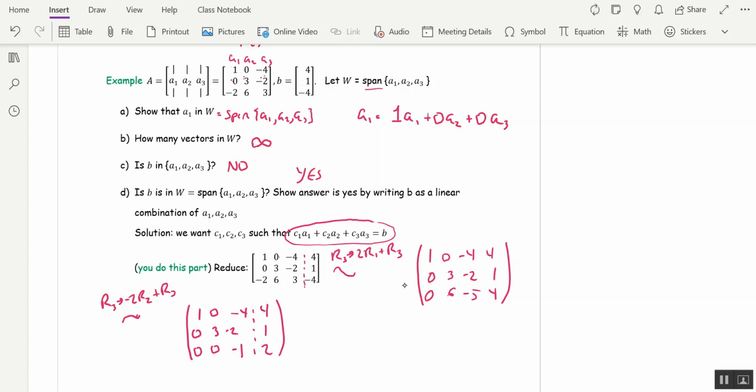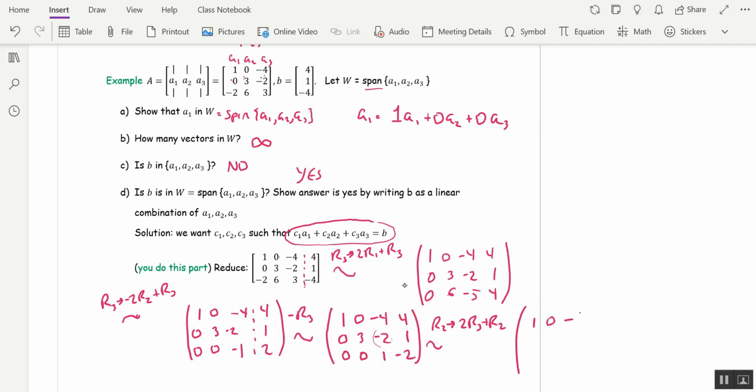All right, now I could use that -1 to kill what's above, but first I'm going to turn it into a 1. So I'm going to take negative row 3: 1, 0, -4, 4, 0, 3, -2, 1, 0, 0, 1, -2. Okay, so I've done the forward phase. I'm in echelon form. Now I need to start going backwards, and I need to go backwards in order. First, I'm going to kill that guy. So I'm going to replace row 2 with 2 row 3 plus row 2: 1, 0, -4, 4, 0, 3, 0, -3, 0, 0, 1, -2.